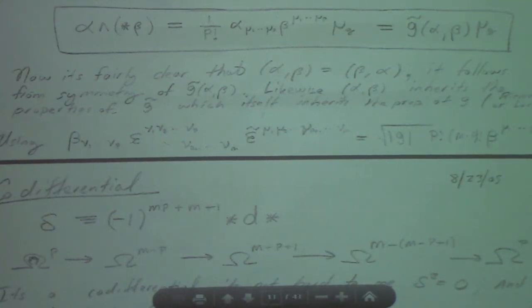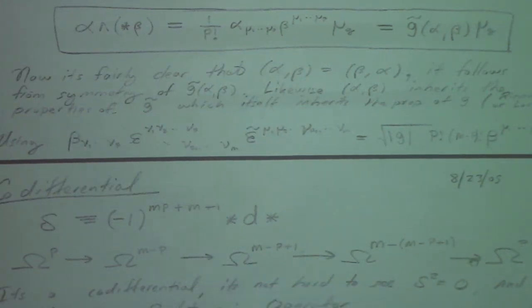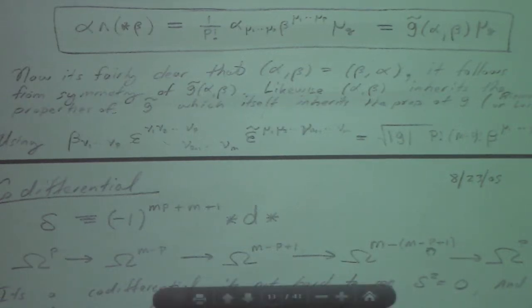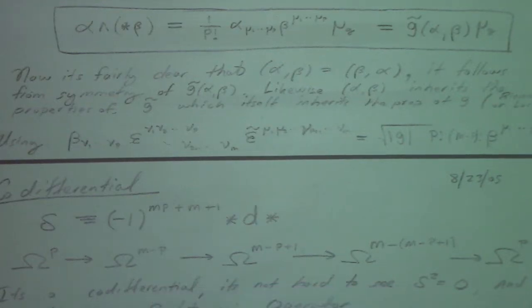So this is a picture of what's going on here. We start with a p-form. We Hodge dual to an m minus p form. We take the exterior derivative to an m minus p plus 1 form. Then we Hodge dual again to an m minus (m minus p plus 1) form. This doesn't need an arrow; it's just equal. What's this equal to? The m's cancel. You get p minus 1. Oh, right, the codifferential lowers the form degree.